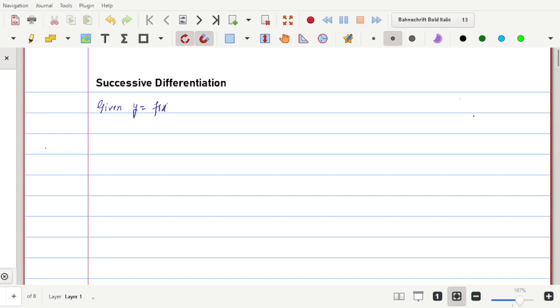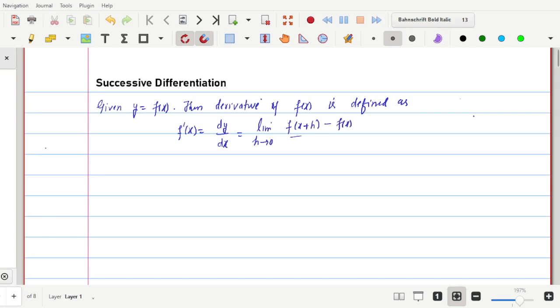Then its derivative is defined as follows. We have a notation like f dash of x for denoting the first derivative, which is also denoted by dy by dx for the function y, and this is defined as the limit as h tends to 0 of f of x plus h minus f of x, the whole divided by h, provided this limit exists.